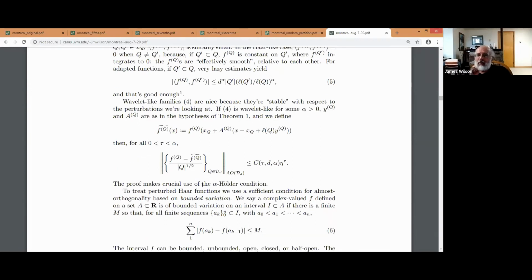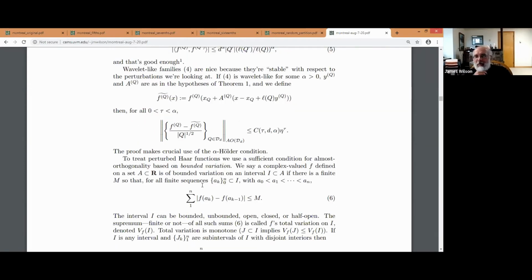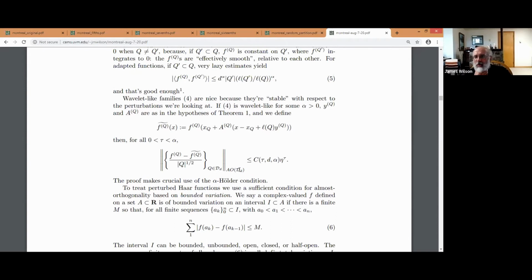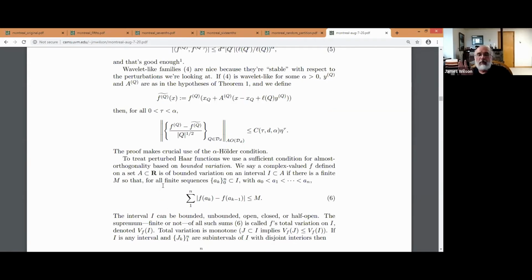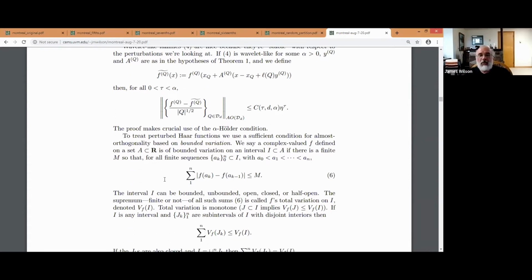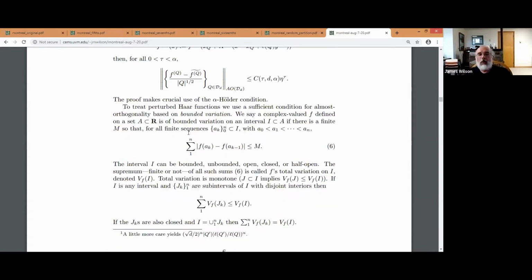But the perturbed Haar functions, you can't do that. There's no smoothness condition. There's nothing you can really work on to do this. So to treat perturbed Haar functions and also to treat in general discretized wavelet functions, needed a new sufficient condition for almost orthogonality. Okay, and this is one that's based on bounded variation.